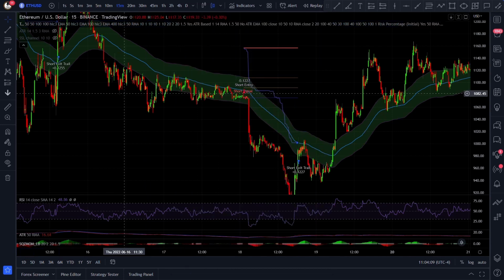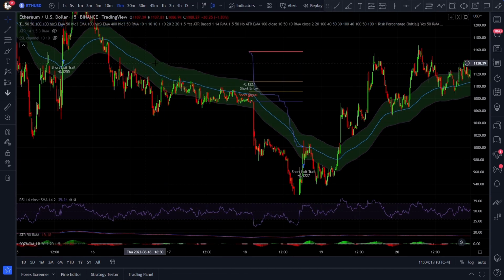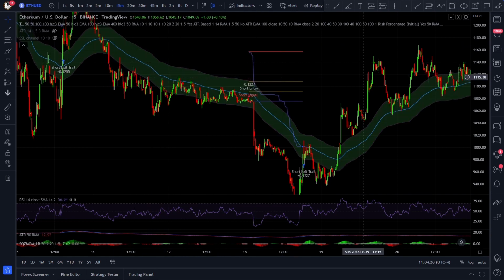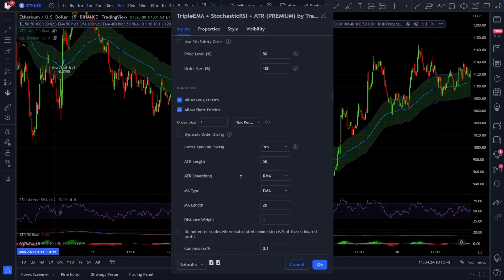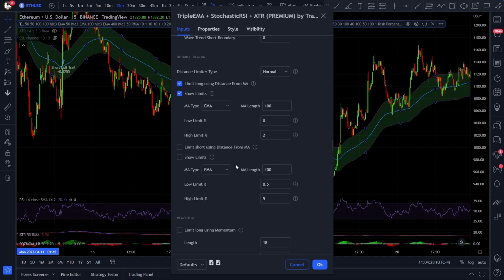If you now take a look at the chart, you can see a blue moving average and a green area below and above it. This green area represents where trades are allowed to be opened. As you can see, no trades are opened outside this green area. Let's go back to the settings. With the low limit, you can set the boundary distance that is closer to the moving average, and with the high limit, you can set the boundary that is further from the moving average.